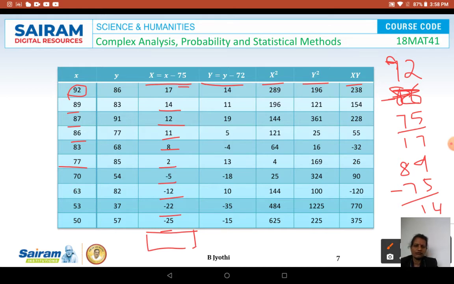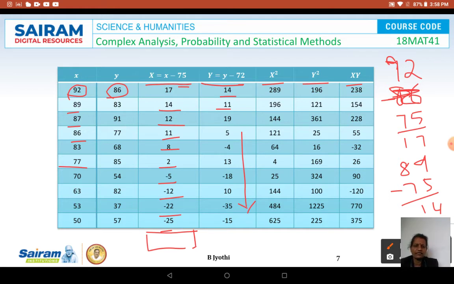Similarly, for capital Y, how it will be found is the actual data of y should be subtracted with 72. That is, y bar is 72. So when we subtract y bar, that is 86 minus 72, which is 14, 83 minus 72, which is 11, and so on. This is how Y is calculated.